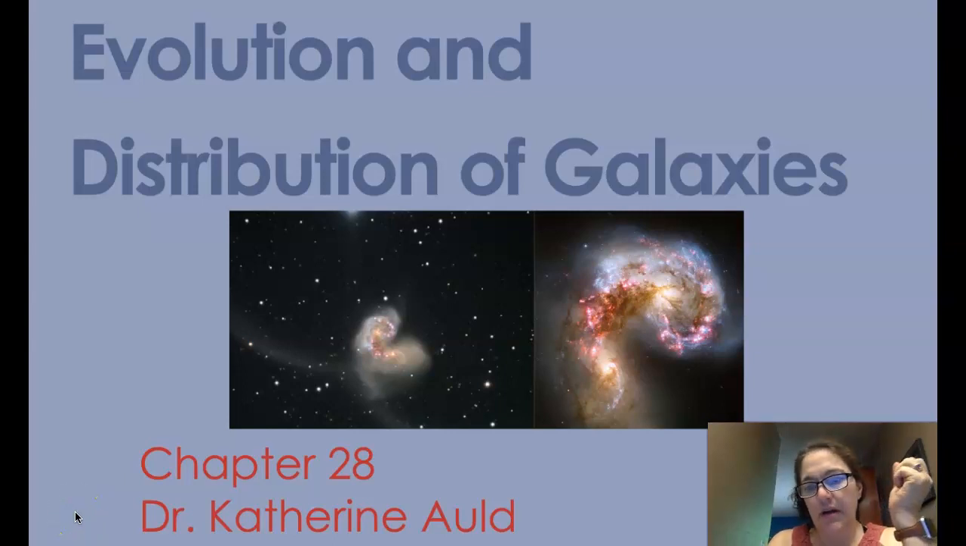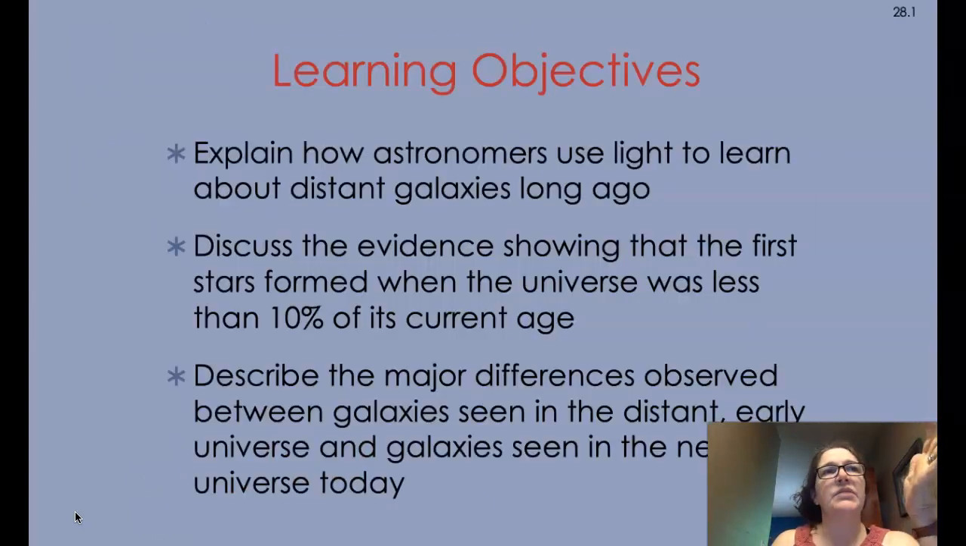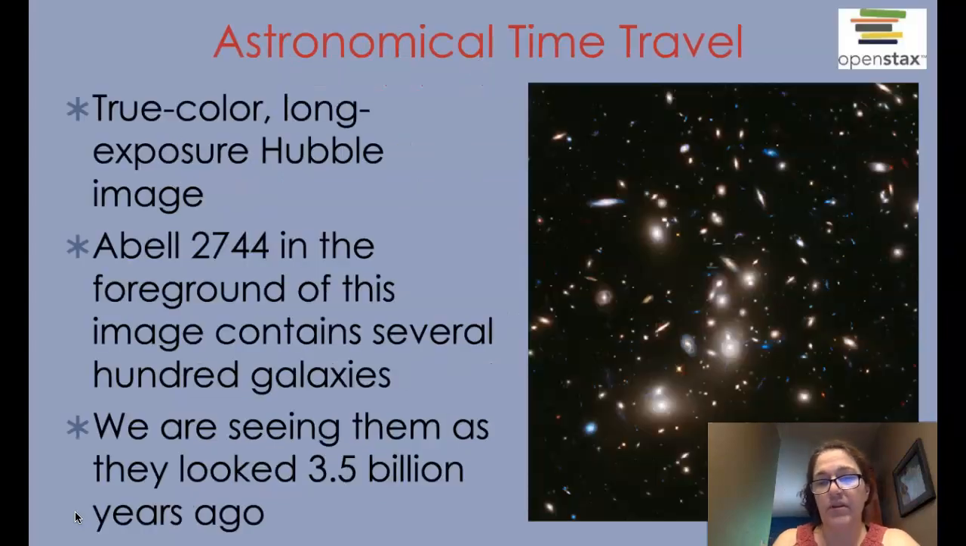Time for a discussion on the evolution and distribution of galaxies. This is from chapter 28. We're going to talk about how it is that we use light to learn about very distant galaxies and galaxies that existed very long ago. Astronomy is time travel. Studying astronomy is time travel. And discuss the evidence that the galaxies that we are looking at formed when the universe was extremely young.